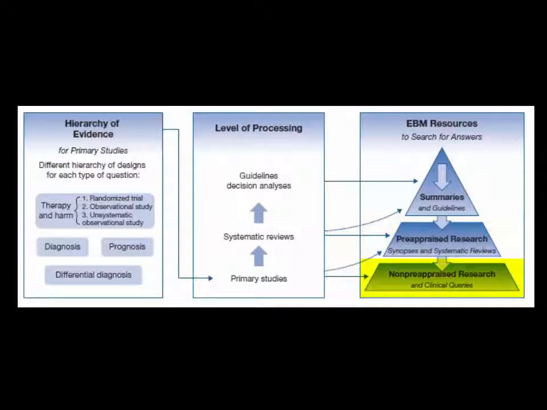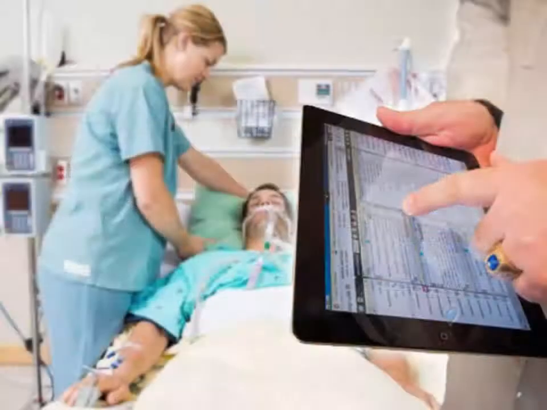At the bottom is non-pre-appraised research. When other sources have failed to provide an answer, you should search for primary studies in the larger databases such as PubMed or CINAHL. Remember to use filters when searching to limit the number of results when you need to identify the best evidence for your question. Now let us look at the point-of-care resources we offer at FIU.